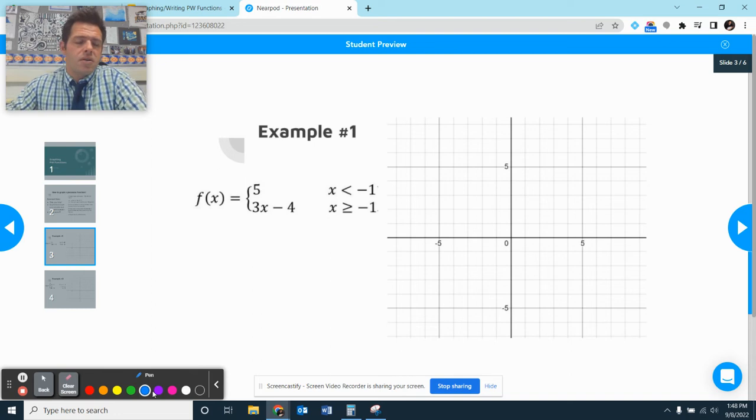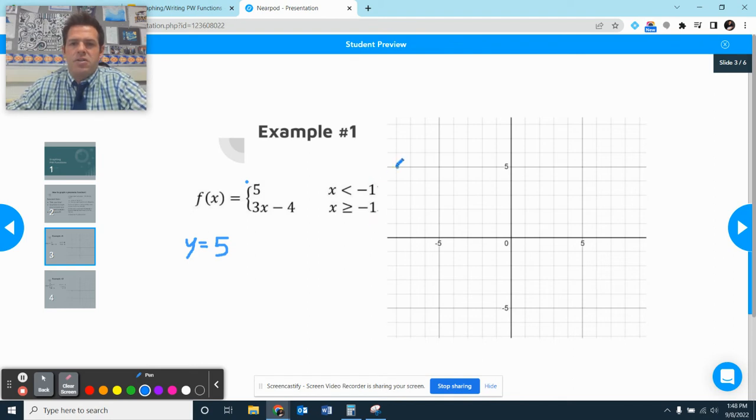So the very first function I would do is going to be this 5 right here. I would recommend color coordinating this if possible with different colored pencils. So 5 is just a horizontal line. Reminder that when I see f of x, it's another way of just thinking about the letter y. So I have y is equal to 5. In this case, a horizontal line at the location 5.